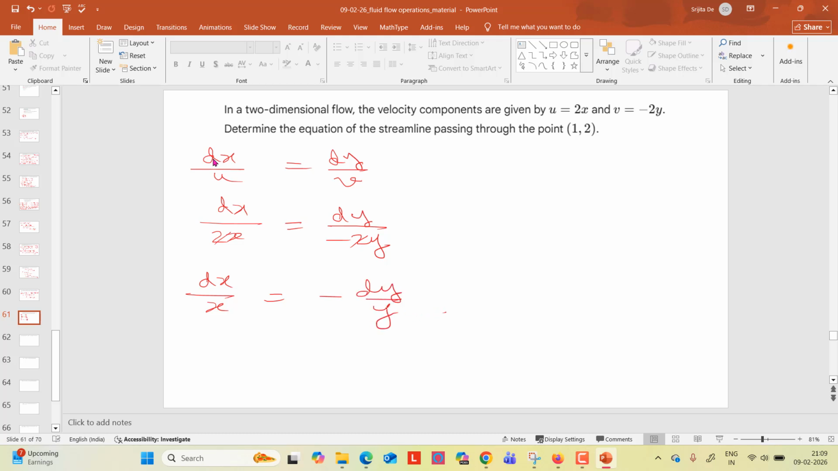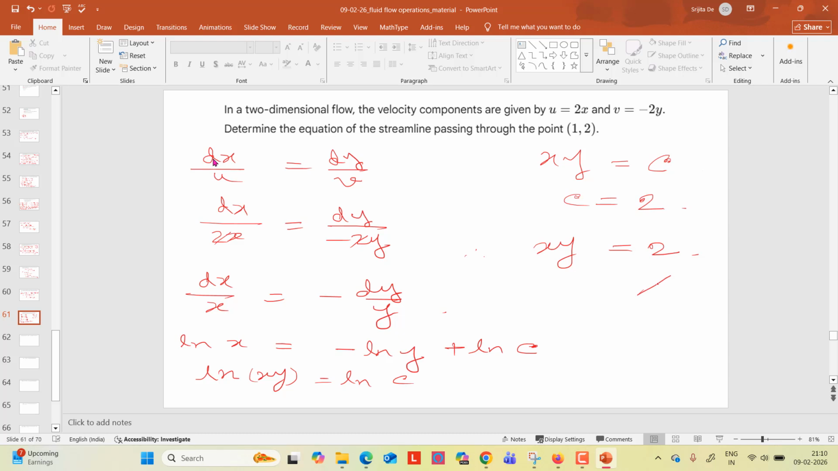So integrating, it is coming ln x equals to minus ln y plus ln c. Right? So it is coming ln xy equals to ln c. So xy equals to c. So xy equals to c means c equals to 2. So the equation is xy equals to 2. So this is your answer.